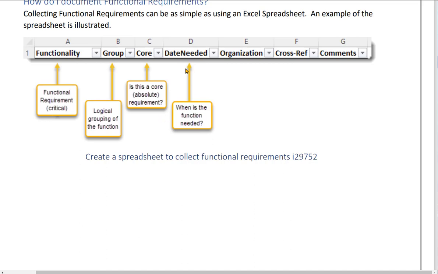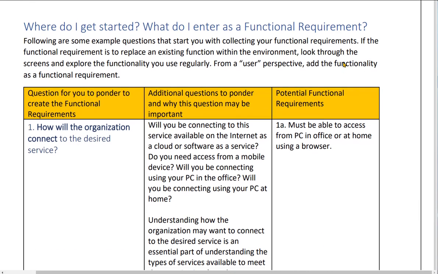When is the function needed? Now this actually is usually skipped by organizations, but it's really important to collect because this allows us to create a phased approach to implementing the technology, satisfying the business need, and then pushing our way through to collect all of those needs over the course of time and as budget becomes available. What organization is requesting this? If you're in a large organization, is there a cross-reference? Perhaps you have other tasks or other things that you're working on that may cross-reference to this functionality that you need within the environment, and then of course a comment section.